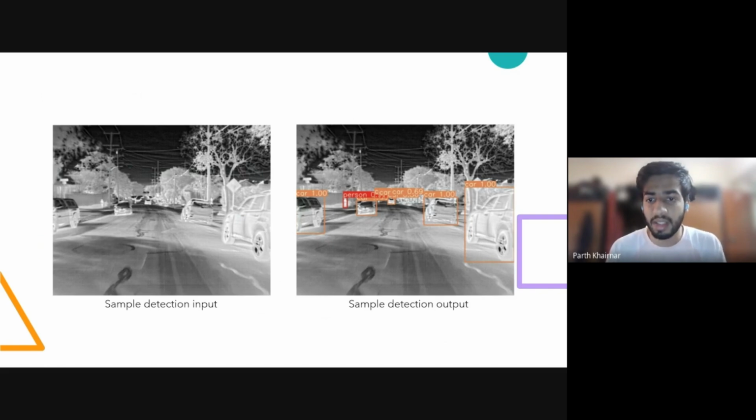So this is the sample input and output image for occluded objects, especially. You can see that it is successfully able to identify cars behind other cars.